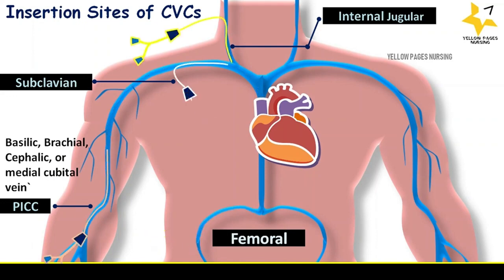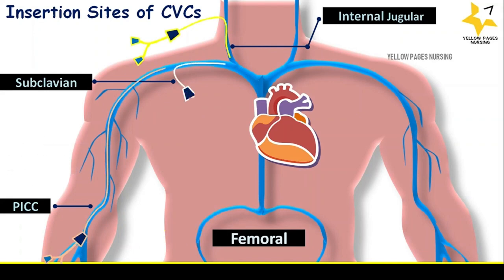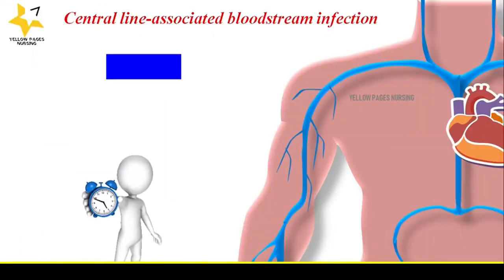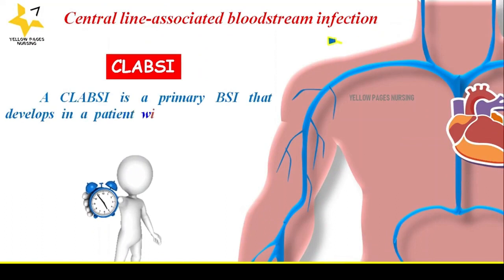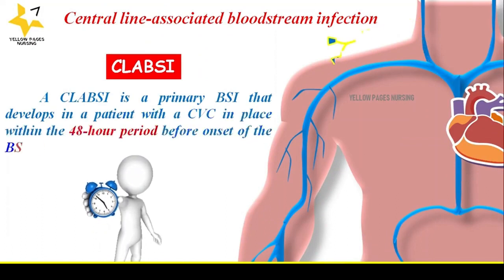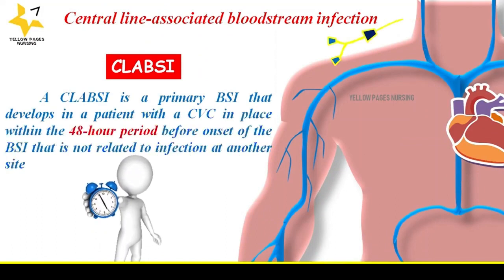Now, let's see what is meant by CLABSI. Central line associated bloodstream infection is a primary bloodstream infection that develops in a patient with the central venous catheter in place within the 48-hour period before onset of the bloodstream infection that is not related to infection at another site. So from the definition, it is clear that the infection has occurred primarily because of the central line within the 48-hour period and not because of any other bloodstream infection.